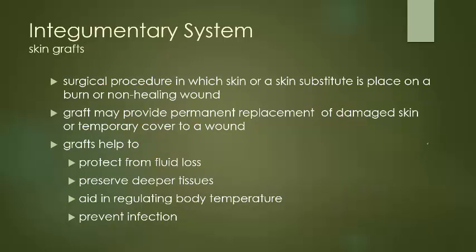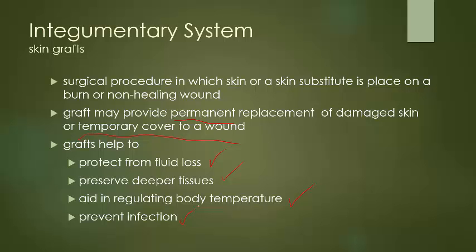So let's talk a little bit about grafts. Grafting is a surgical procedure where tissue or where a skin substitute is placed on a burn or even on wounds that aren't healing properly. And the graft may be permanent or it might be a temporary graft to cover a wound or damaged skin. And grafts are used there to protect from fluid loss, to preserve the deeper tissues because you want to cover them over, keep them moist, prevent them from becoming seriously damaged too, if possible. Assist in regulating body temperature, because without the skin, it becomes harder to regulate body temperature, of course. And then to prevent infection.